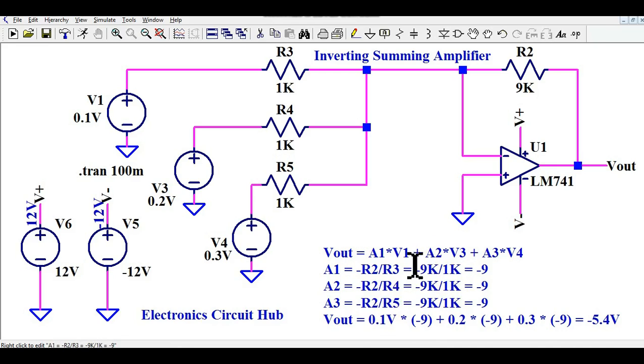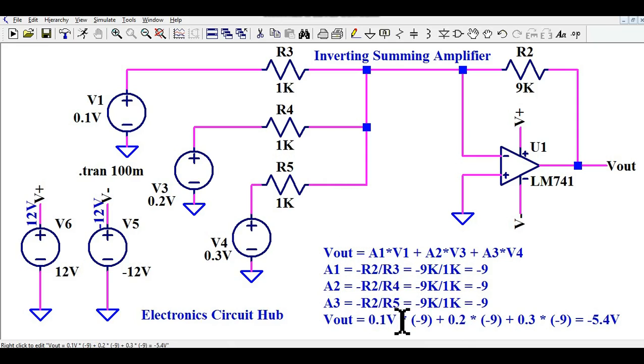Let me explain this once. V out equals A1 into V1 plus A2 into V3 plus A3 into V4. You can see where A1, A2 and A3 are the gains of this circuit, and V1, V3, V4 are the input voltages of this circuit. Now you can calculate the individual gains for this circuit. So A1 equals minus R2 by R3, that is minus 9K by 1K, minus 9. A2 equals minus R2 by R4, again minus 9. A3 equals minus R2 by R5 here, minus 9. Now you can put these values here.